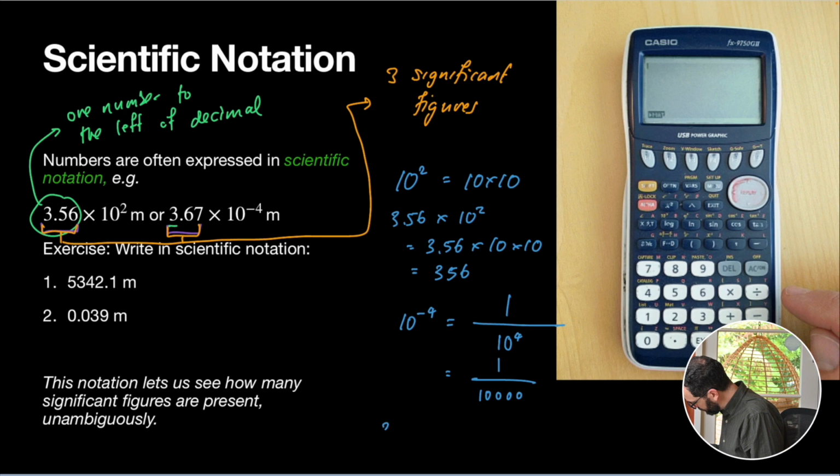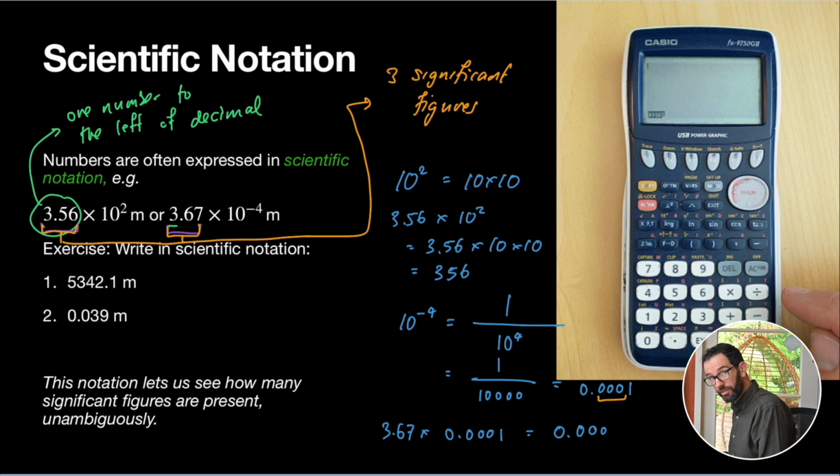So 10 to the negative 4 equals 0.0001. There are 3 zeros, which is 1 less than 4, before the 1. That means 3.67 times 0.0001, which gives us 0.000367, with 3 zeros, 1 less than 4, then 3, 6, 7. We can get back to our regular notation this way, but a lot of the time we work in scientific notation because it's easy to work with.